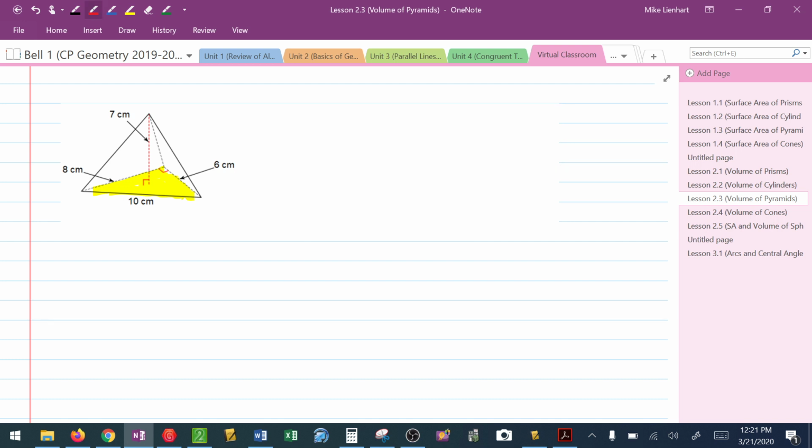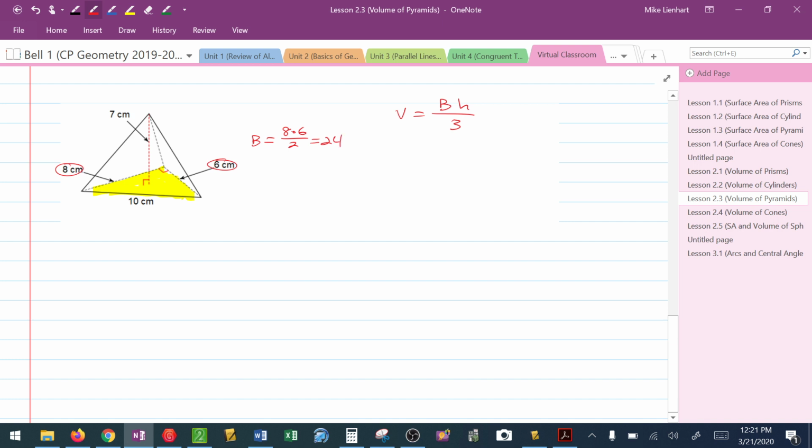I know to find the volume, we're going to take big BH divided by 3. So now I've got to find big B. I know that the base is a triangle. To find the area of a triangle, I take base times height divided by 2. So I know that this 8 and this 6 are the base and the height of the triangle on the bottom. The hypotenuse is never going to be the base and the height. Remember that. So I've got 8 times 6 divided by 2, which would be 24.